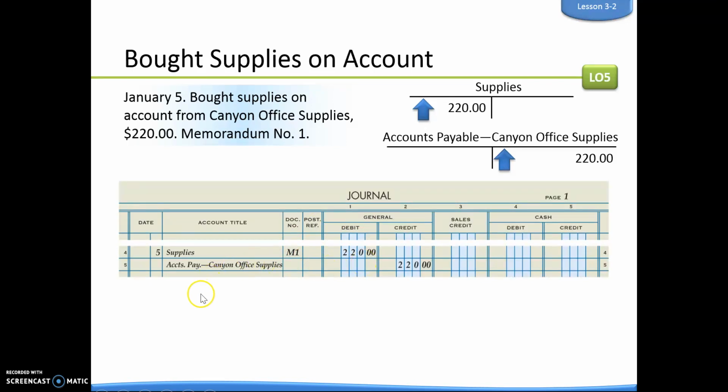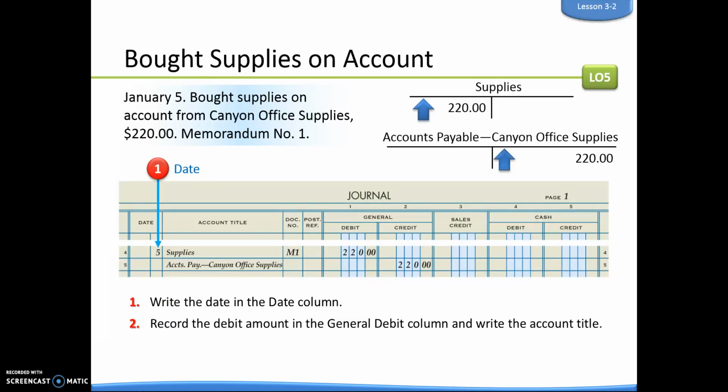So you can see we start as we normally would on the 5th. Again, because this is not the first line of our journal, we only need to include the day. We do not need to include the month or the year. And then, as I stated before, we always start with our debit. So our debit amount is for supplies. And so we write our account title supplies, and then we put our general debit column of $220.